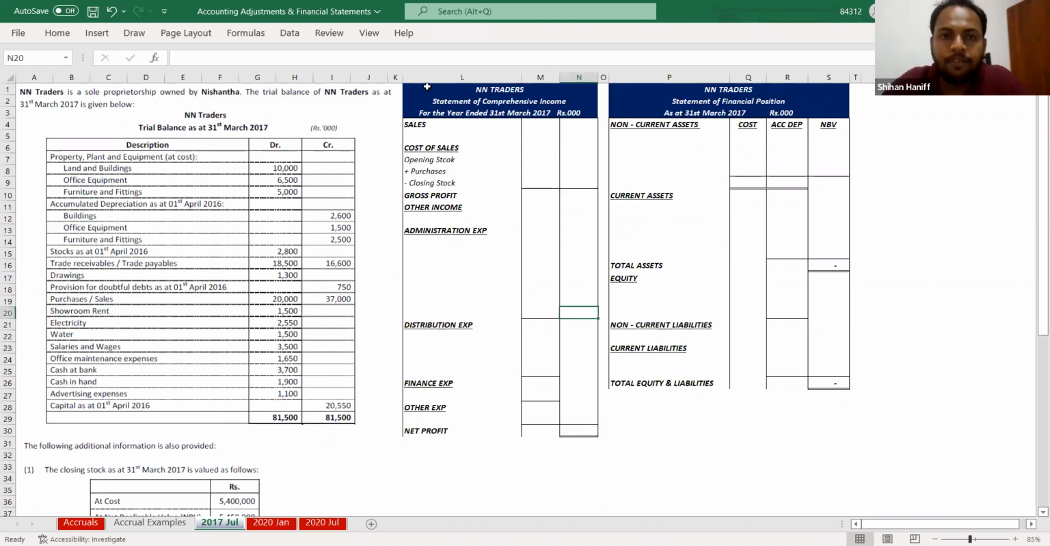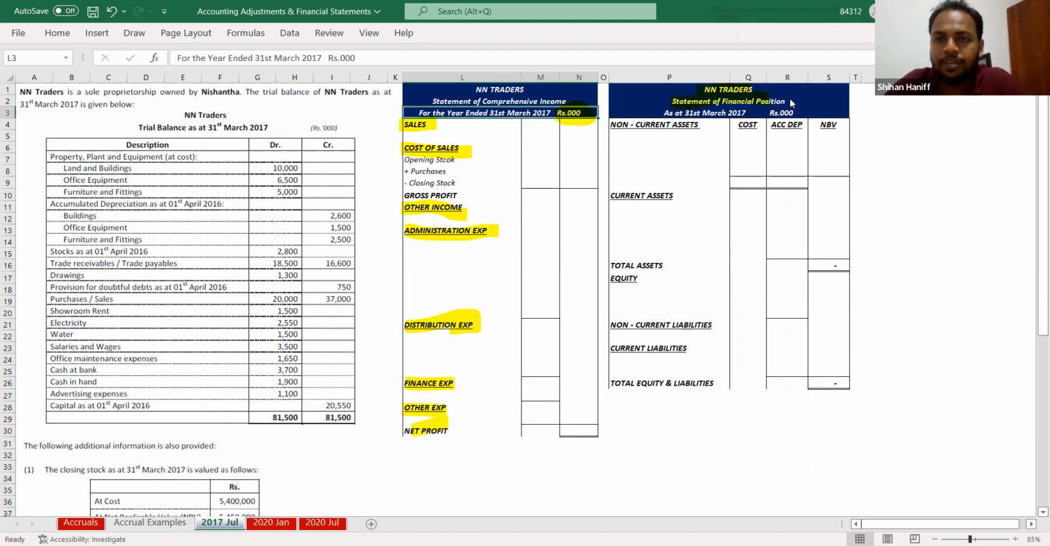Okay. So this is the basic format for the statement of comprehensive income or the profit and loss. NN Traders, always try to write the full name of the statement. NN Traders statement of comprehensive income for the year ended 31st March 2017. We are preparing in thousands, so don't forget this 1,000. Sales, cost of sales, other income, administration expense, distribution expense, finance expense, other expense. With the net profit.